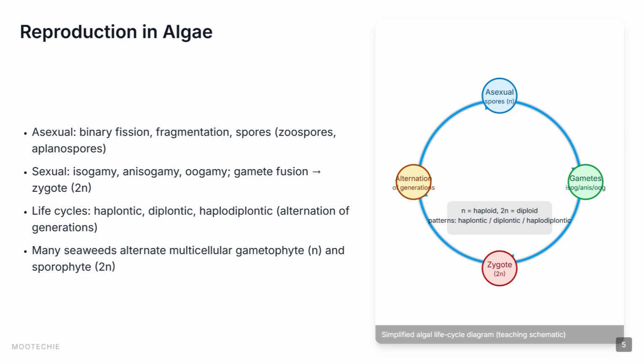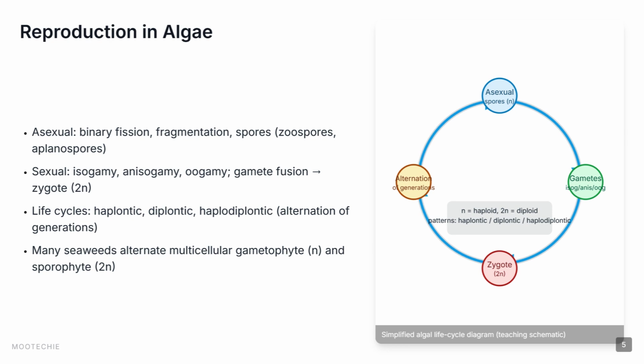Their life cycles can be haplontic, where the dominant phase is haploid, diplontic, where the dominant phase is diploid, or haplodiplontic, which features an alternation of generations between multicellular haploid and diploid phases. Many seaweeds, for example, alternate between a multicellular gametophyte, which is haploid, and a multicellular sporophyte, which is diploid.